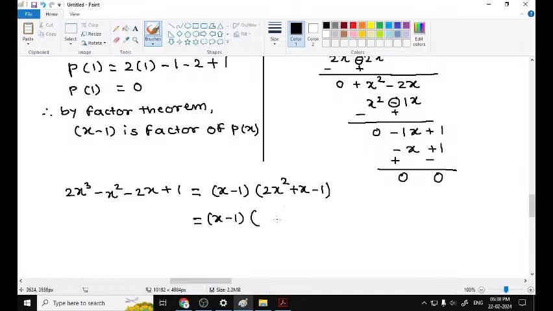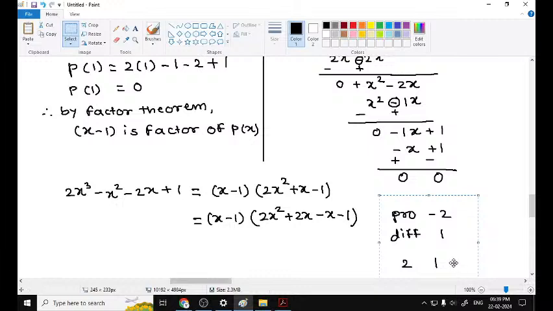The C term is negative, so the two terms which will split the middle term will have different signs, and their product will be 2, actually minus 2. Product is minus 2, and as signs are different, the difference is 1. Such two numbers are 2 and 1. Bigger of these is 2, and that will get the sign of the middle term. So we can factorize the middle term as plus 2x minus 1x minus 1.